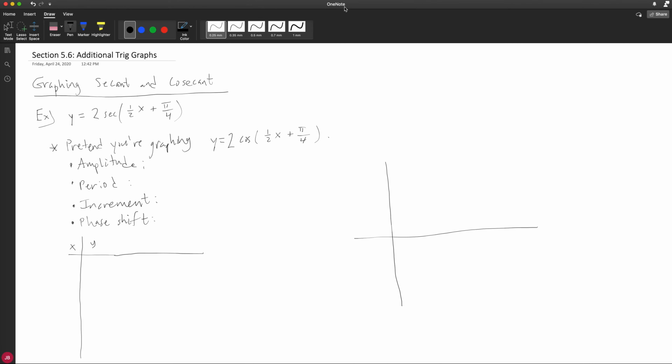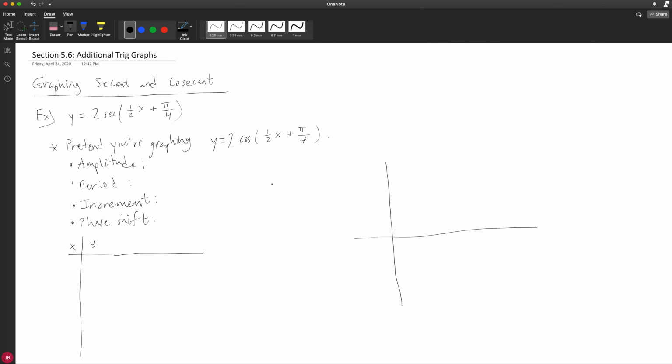Hello everyone, today we are going to go over section 5.6, and in this video we're going to learn how to graph essentially the other four trig functions. We're going to start with secant and cosecant because they're most similar to techniques you already know, and then we'll get into graphing tangent and cotangent, which have to be done in a totally different manner.